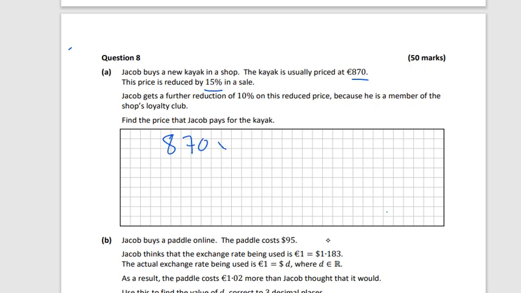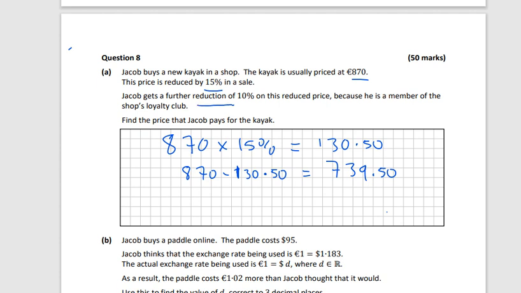I'd just do 870 times 15%, or times 0.15, and figure out what it is. You get 130.50, and then reduce that, so 870 minus 130.50 equals 739.50. That's how much it is after it's reduced.